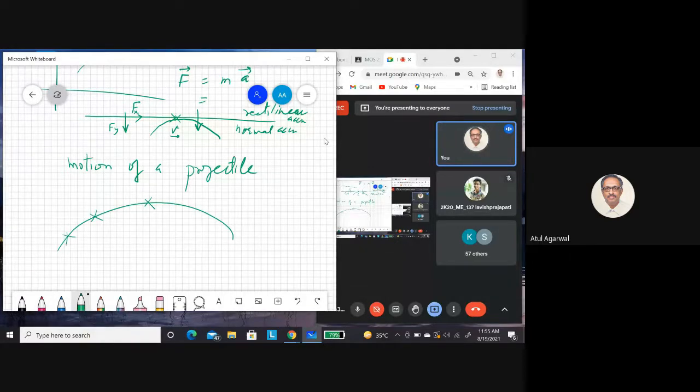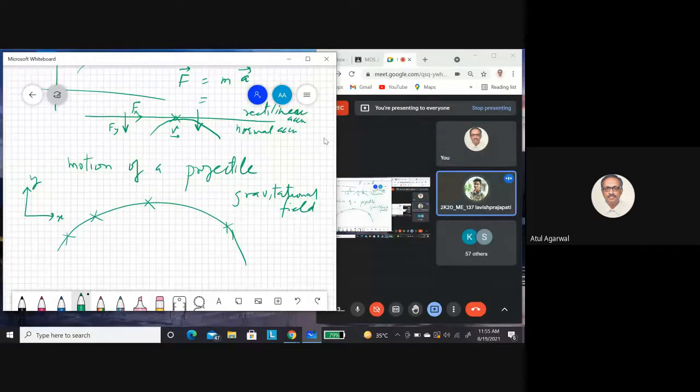What is the absolute acceleration, Lavish, of the particle when you have gravitational force? The particle is moving in a gravitational field. It is moving in the xy plane and gravitational force is acting downwards in the negative y direction. What will be the total acceleration of the particle? Do you know the direction of total acceleration of this particle? Anybody else? Can you tell me what is the net acceleration? Yeah, downward g. Very good. So your acceleration is just vertically downwards.